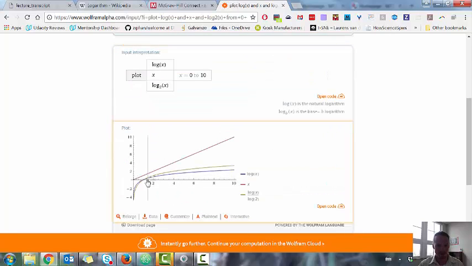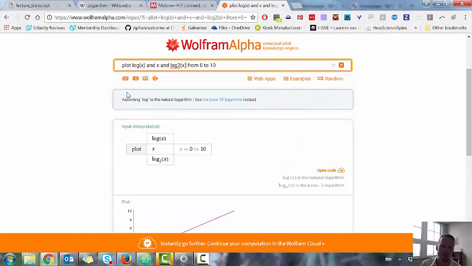Yeah, so we can see log of x here is actually 10. Log base 2 of x is a little bit bigger than log base 10, and then here's just x. You can also check on Wolfram that your input is what you expected by looking at the input interpretation.